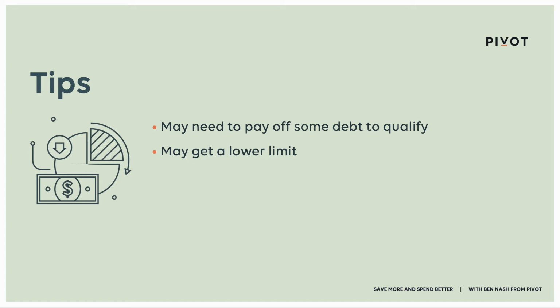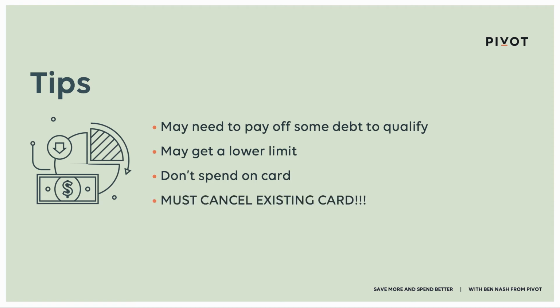As you see in the example that I just went through, if your limit that you get on the balance transfer debt is less than the total amount that you owe, you just prioritize what you want to transfer across, and then you can aggressively pay down the existing debt with the higher interest rate payable. Really important that you don't spend on your new card, and I'm going to show you why in a second and how that works. The other massive tip here is that you must cancel your existing card.